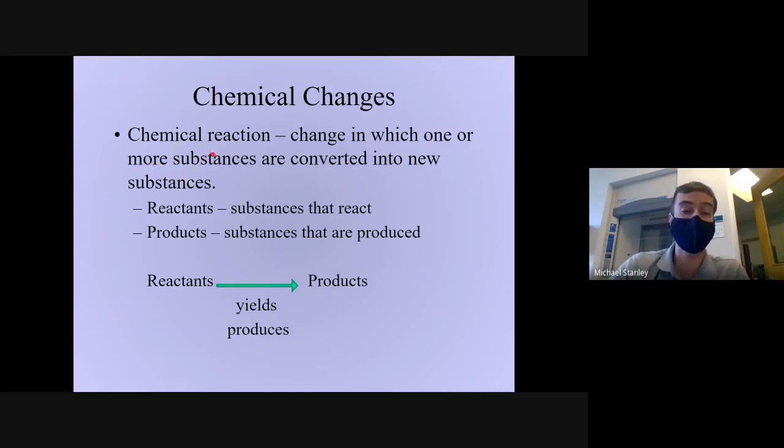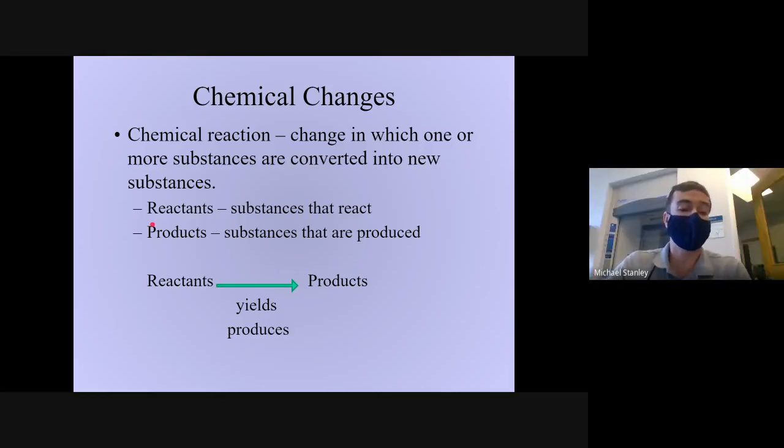So the starting material in a chemical reaction are called the reactants. These are the substances that react. They're going to be reacting together in order to create our new materials, our new products. So our starting materials, the things that we are starting with that are reacting together, we call them the reactants. The ending materials, the stuff that is new, the stuff we end up with, are called the products.